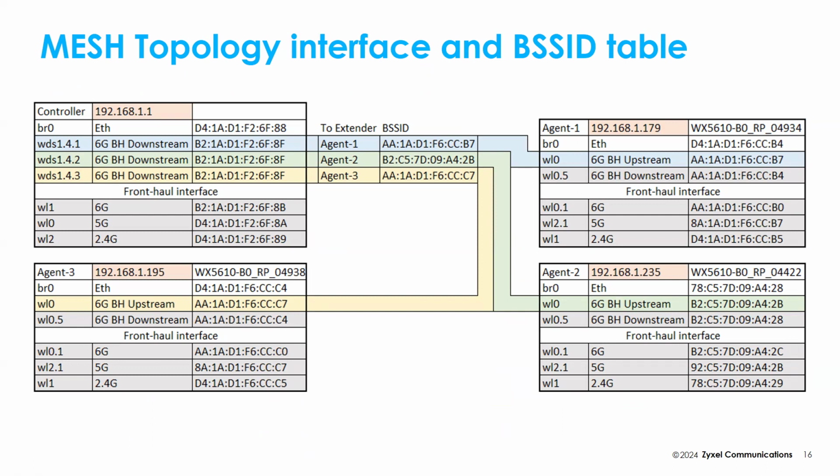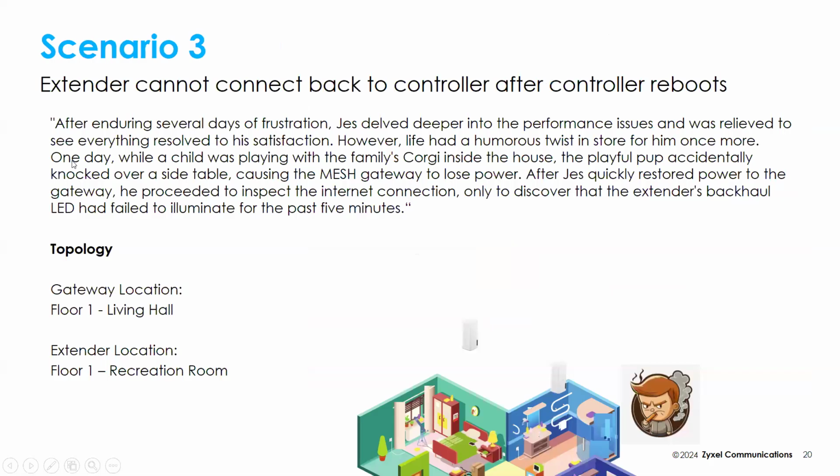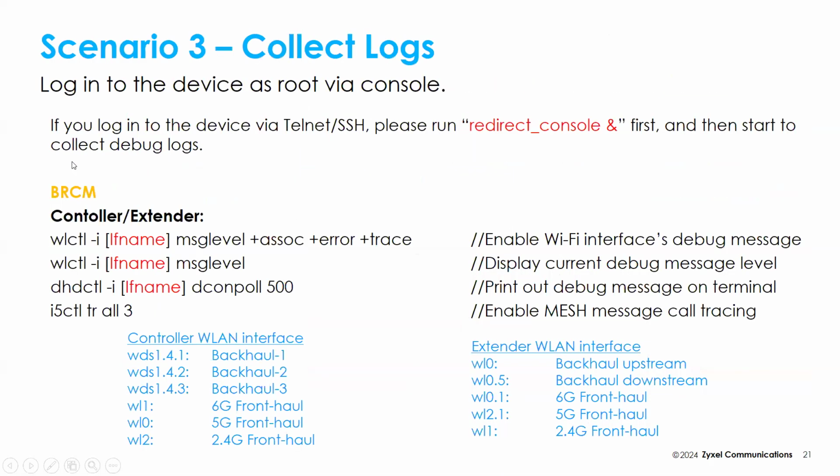Because it's more like, if you want to collect the information, for example, on backhaul 1, which belongs to this extender BSSID and this backhaul downstream interface, you need to type it in like this. Yeah, WL1. Then you are able to get the information. It's good, but it's going to be a little bit of a learning curve.